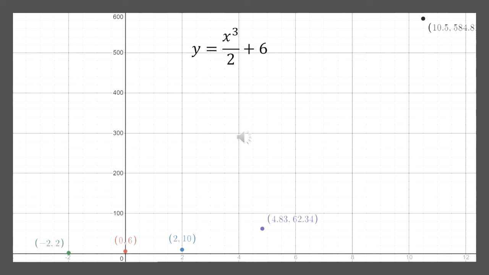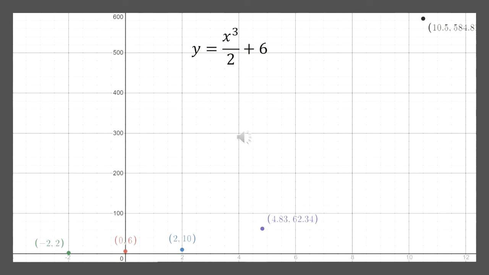If you plug 0 in for x, 0 cubed divided by 2 is 0, and 0 plus 6 is 6, so the point 0, 6 is on our graph, as well as 2 for x, 10 for y, 4.83 for x, and approximately 62.34 for y. And again, if I plug 10.5 in for the x and I cube that and divide by 2 and add 6, I get 584.8125.